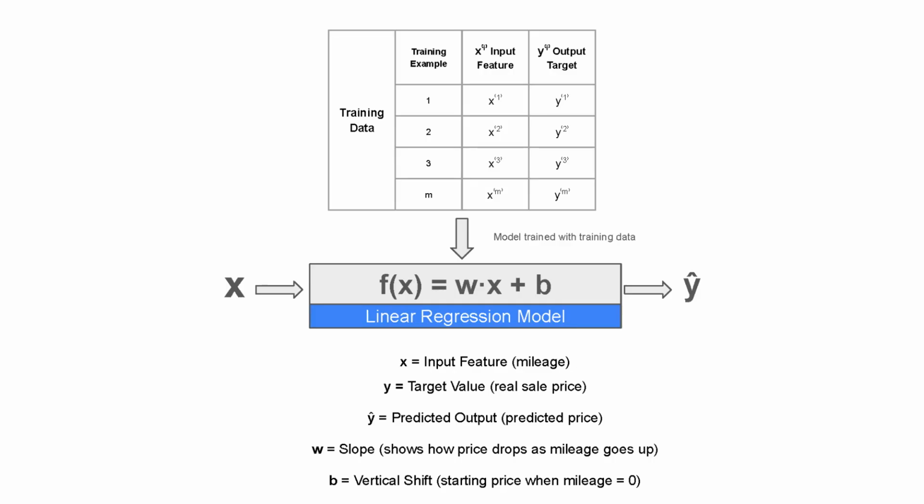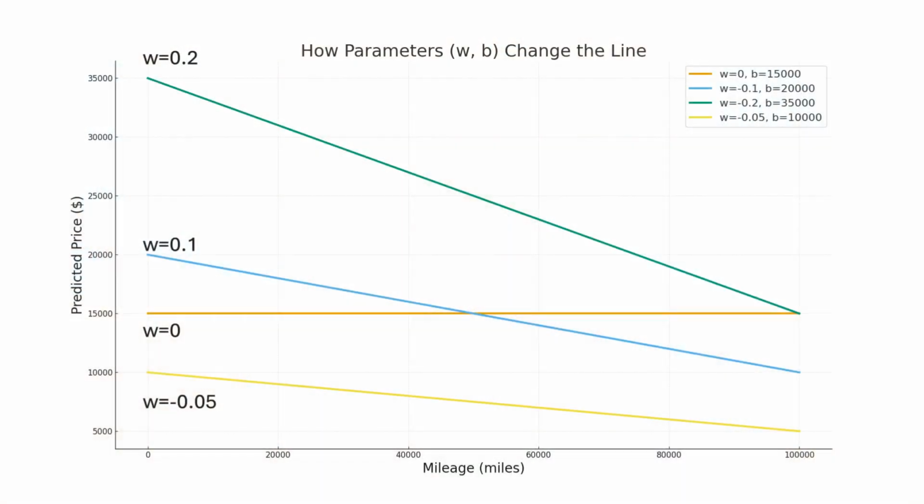Now let's visualize how W and B affect the line. To build the intuition how the slope and intercept together shape the model, let us look at a few lines drawn using different values of W and B. You can see that when W equals 0, the line becomes perfectly flat. Basically, that means mileage doesn't matter at all here. And when B changes, the whole line slides up or down because we said B decides where our line intercepts with the vertical axis. Notice that a bigger W makes the line steeper.